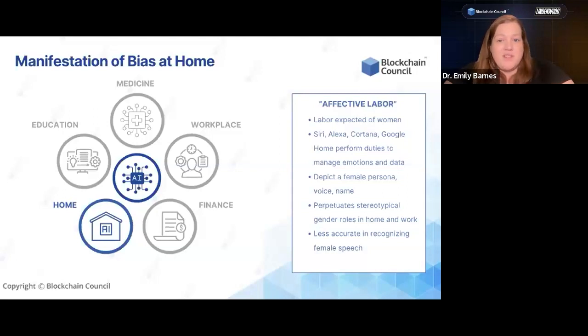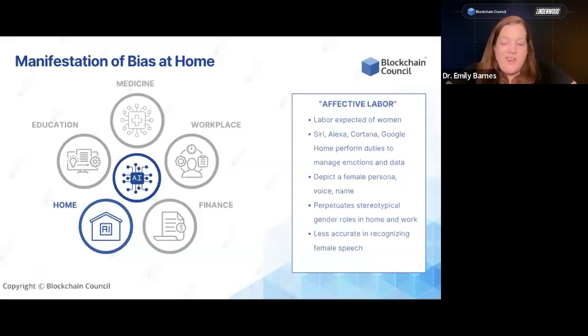Now, these home-based virtual assistants such as Alexa, Cortana, and Siri perform this effective labor by managing both data and emotions. What's very interesting is that these voice interfaces are designed to perform tasks like reminding, making lists, seeking information, and taking notes. They are living some of these realities of women in the household, but without getting frustrated. They're never stressed out, never impatient, never mean. They never say the wrong thing, because they're designed not to.